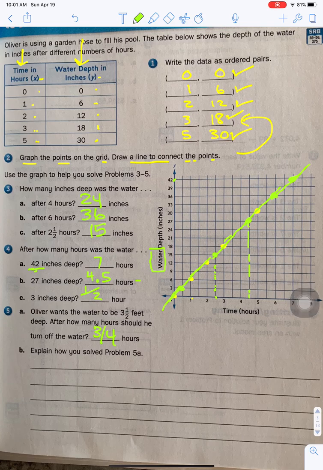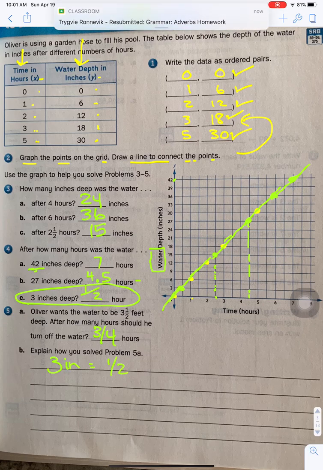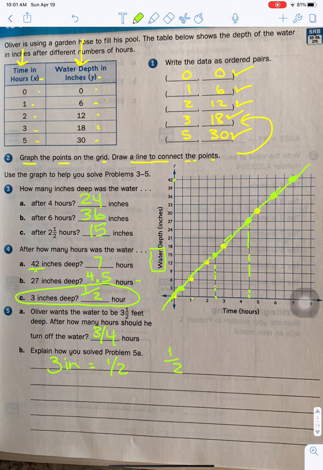Explain how you solve problem 5A. Well, you can take a look at what he wanted for 3 inches deep. So 3 inches was a half hour. And so if he wanted to add another half, he would just add another 1/4 of an hour to be 3/4.